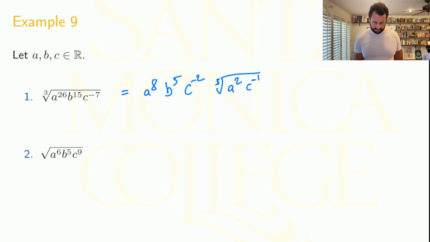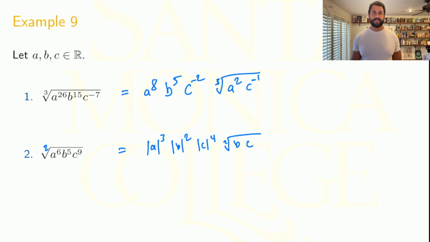Okay, so how many times does 2 go into 6? 3 times. So we're going to have 3 factors of absolute value of A, right? Oh, and then there's no A's left, A to the 0, right? Hold on, put a 2 there. Okay, how many times does 2 go into 5? 2 times with a remainder of 1. So we'll have b squared, we're going to have a b left over. And then how many times does 2 go into 9? 2 times 4 is 8, so 4 times. 2 times 4, and then we're going to have 1c left over, and that's it.